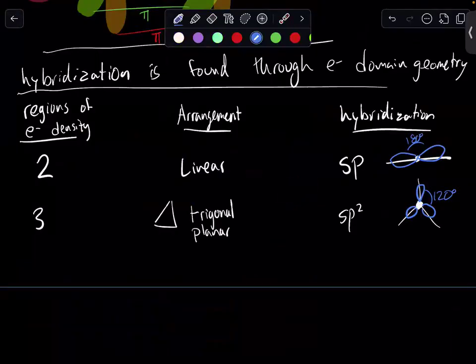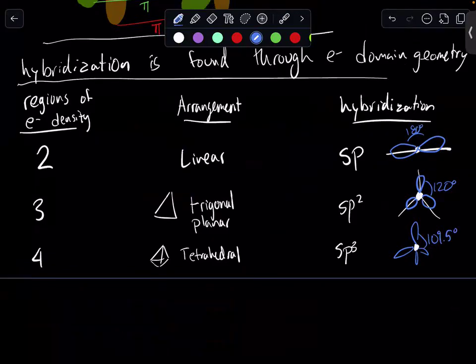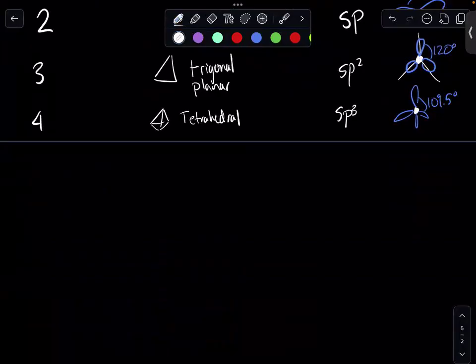All right. Lastly, if we have four regions of electron density, we generally tend to know what this already is. That's going to be tetrahedral. Therefore, that's going to be sp3. And oof, drawing tetrahedrals is always my weakness. So if it's yours too, don't worry. And we know that's going to be 109.5 degrees. All right, so let's test what we've learned. Let's do some practice.